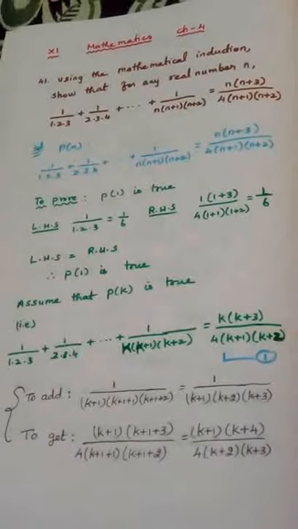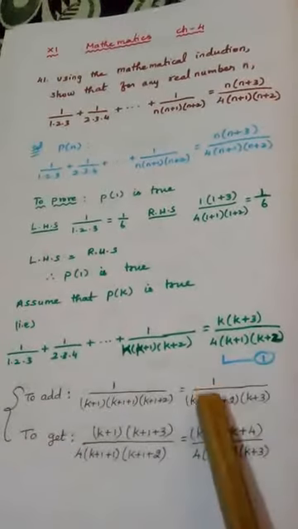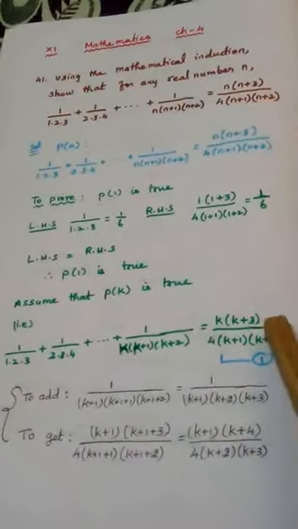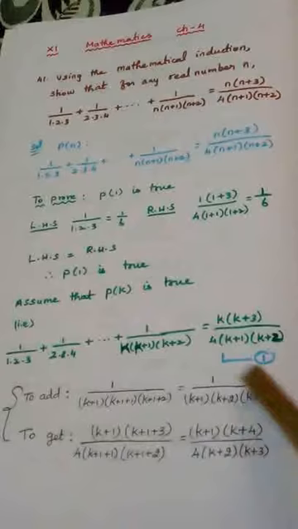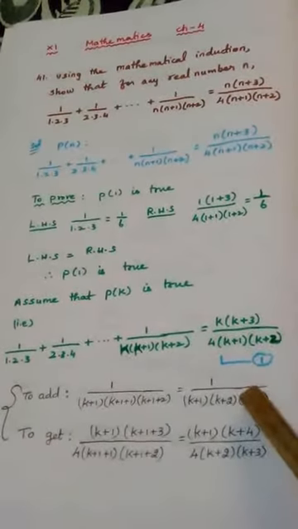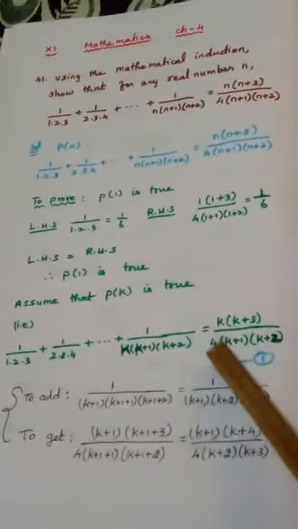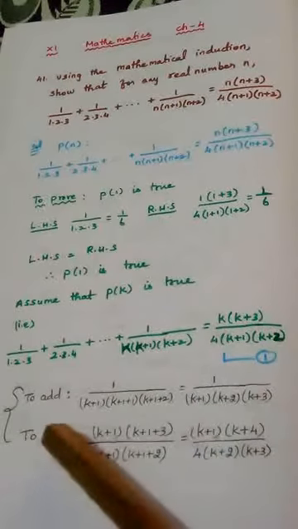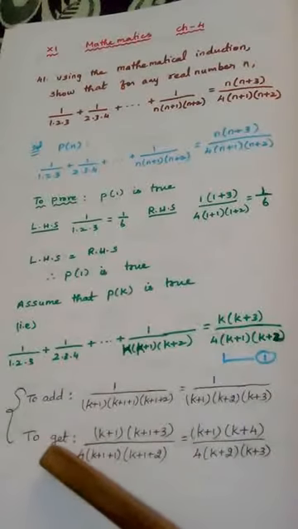So what is our aim? We should add this term to both sides of equation 1. So before itself we are finding out what is the term to be added to both sides. After adding, what is the answer that should come in the RHS? That is what we should get as the answer that we are writing here.